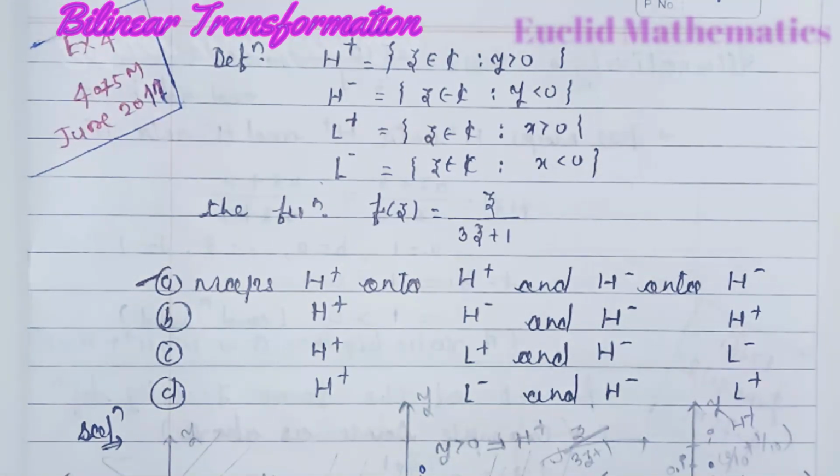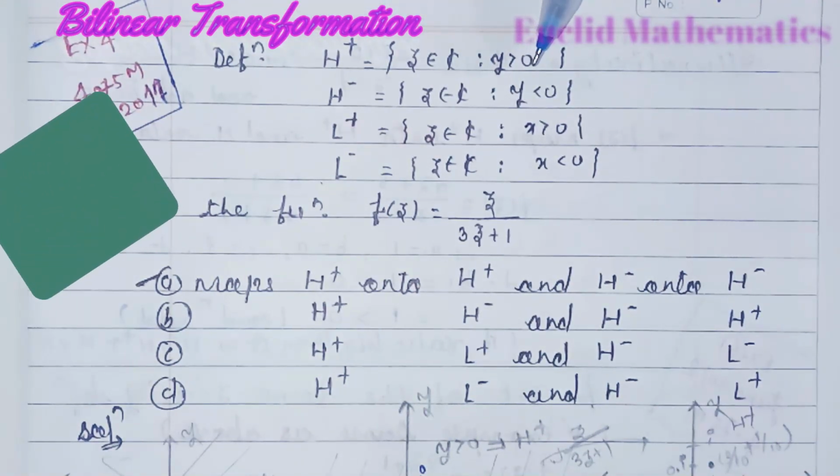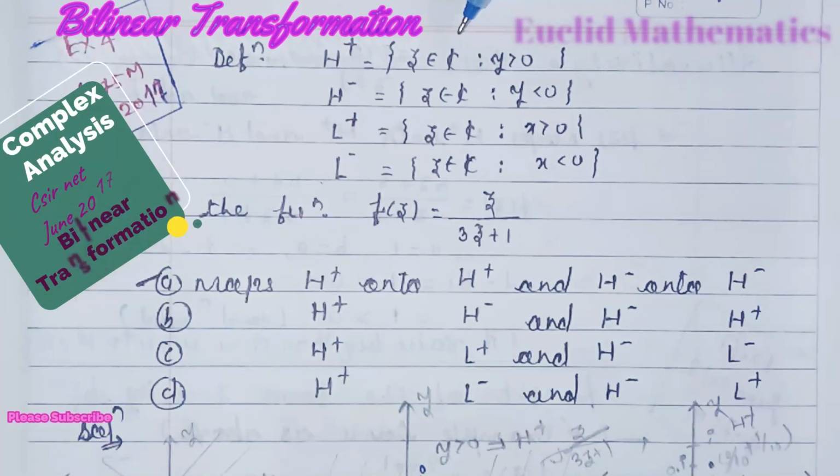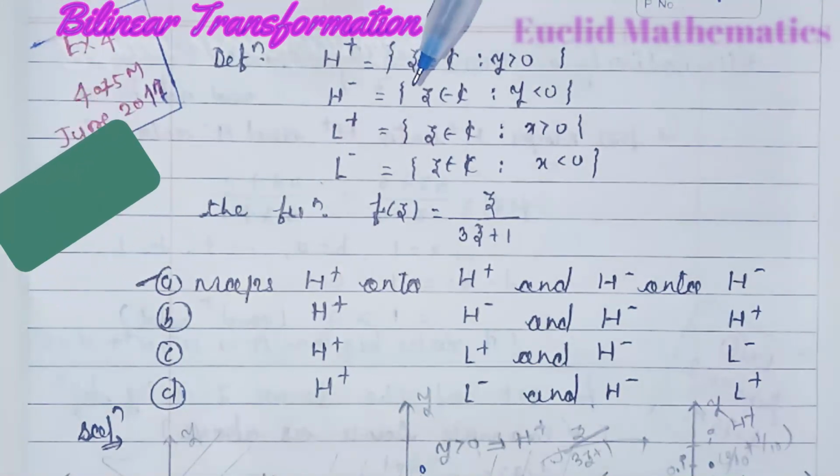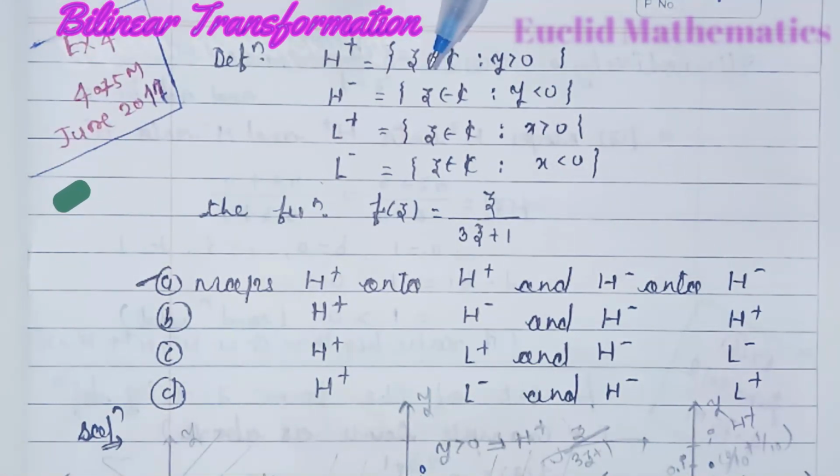Here is the first question on the Mobius transformation. Let's read the question. Define H plus as all z belonging to the complex numbers with y strictly greater than 0. You can see it here. H plus means the positive upper half plane. Don't think that H plus is just a notation. It is not just a notation, as you can see here.